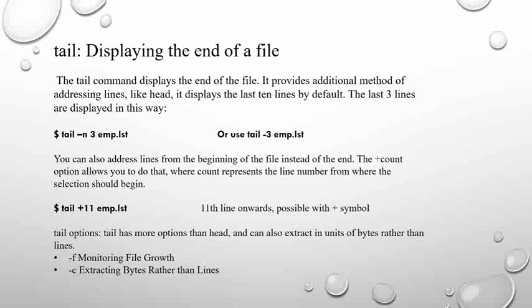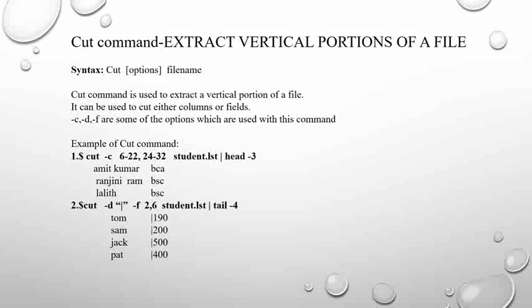it's going to display the contents. The tail command has more options than head, and it can also extract in units of bytes rather than lines. So what are the options? -f, which will monitor the file growth, and -c, which will extract the bytes rather than lines. So that was all about the tail command.